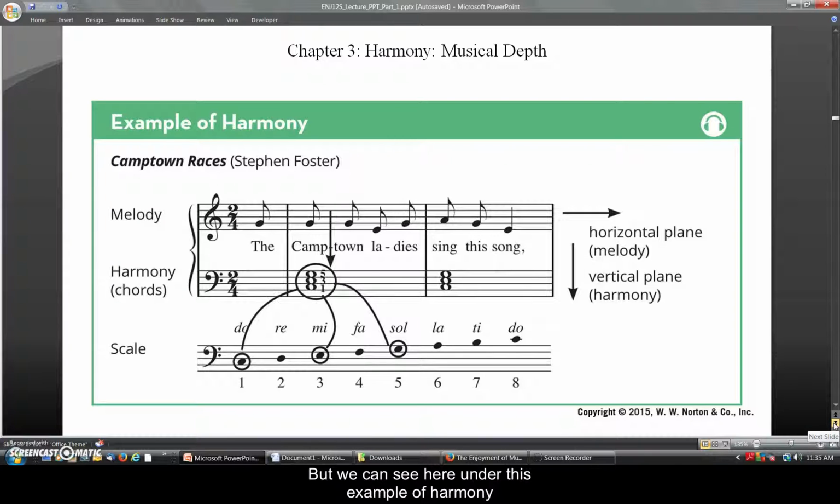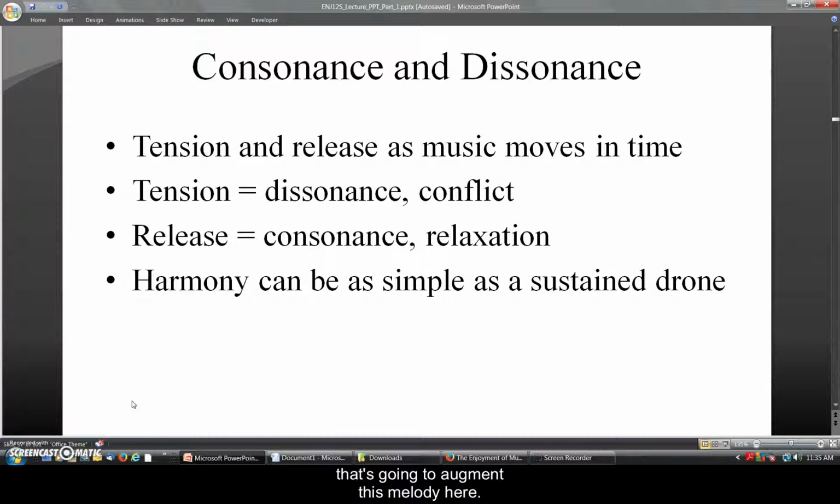But we can see here under this example of harmony that we have a clear melody on the top line, followed by a series of chords underneath, and this would be the harmony underneath that's going to augment this melody here. The other really important feature of harmony is going to be this idea of consonance and dissonance.